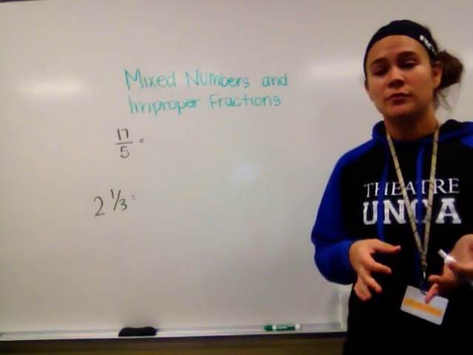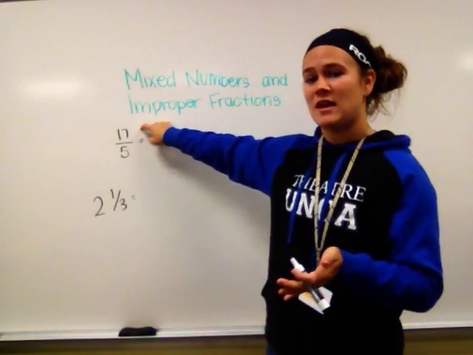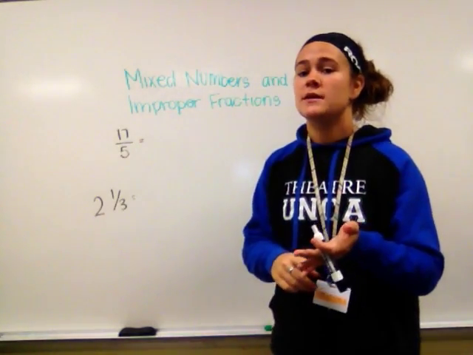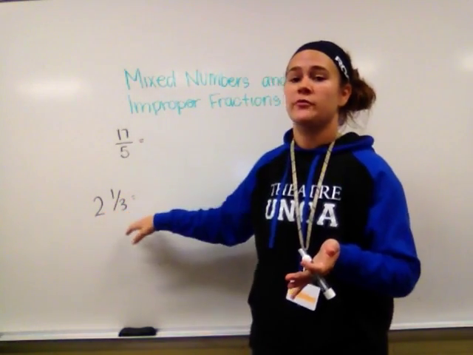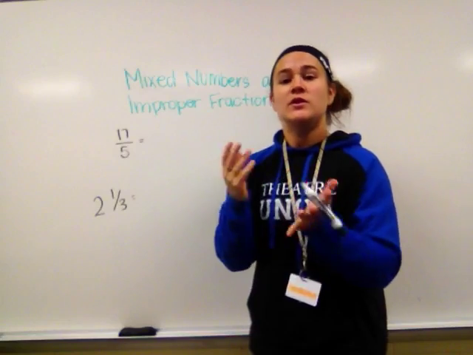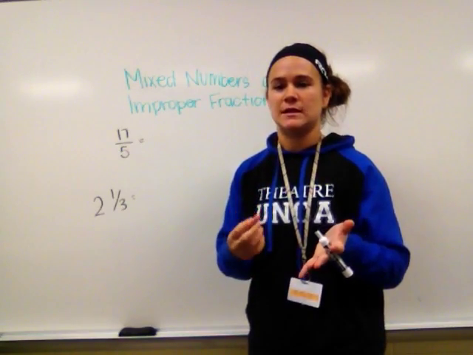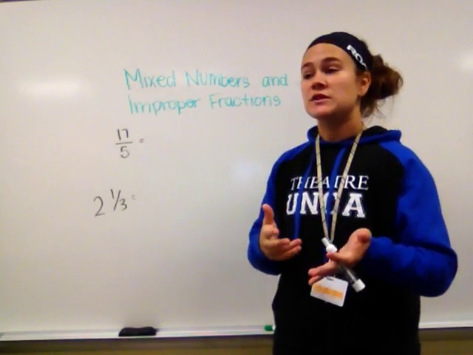So an improper fraction is anytime you have a larger numerator than your denominator. And then a mixed number is anytime you have a whole number and a fraction stuck together. Okay? So we're going to start with changing improper fractions to mixed numbers because I think that's a little bit easier. So it's pretty simple.